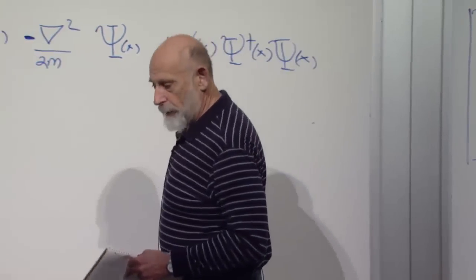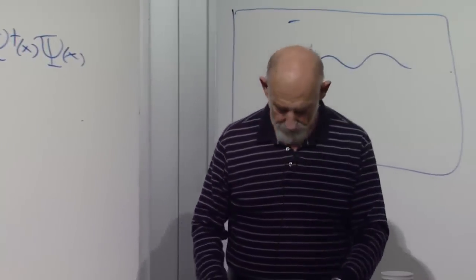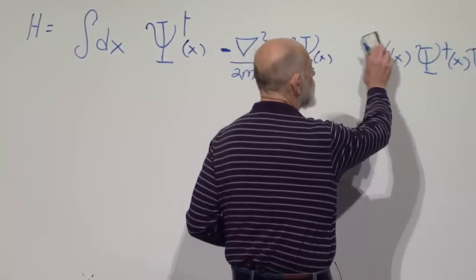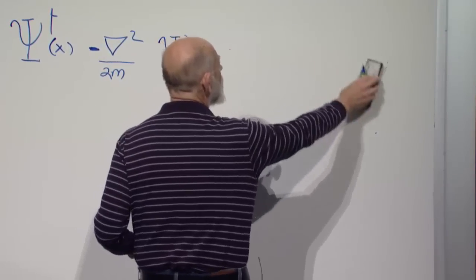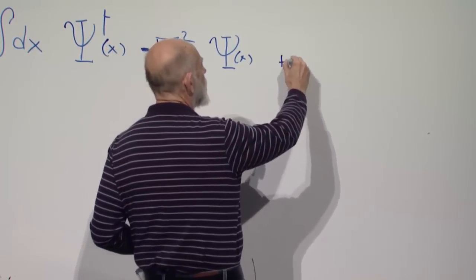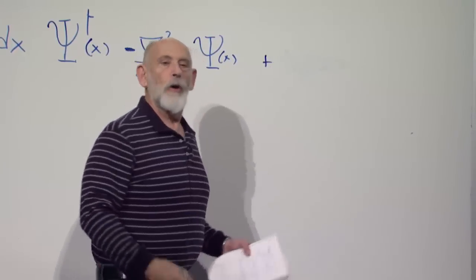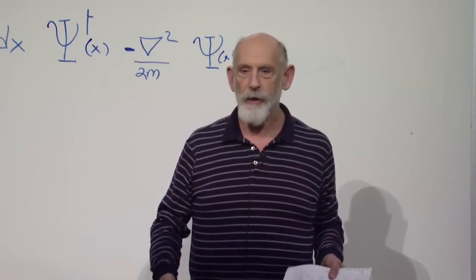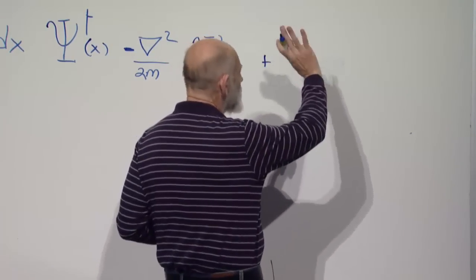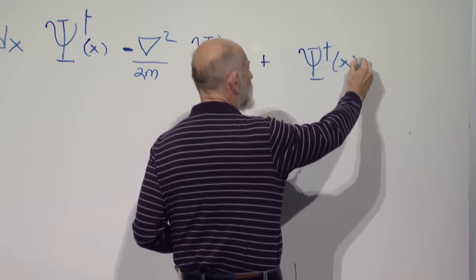Okay, I'm going to leave out the, let's forget this term for a moment. No, I'll tell you what, I'm going to put it back, but I'm going to put it back v of x, and I'm going to take v of x to be a constant. Now, we all know that a constant term, potential energy, doesn't exert any forces. So it really doesn't do anything, but let's put it anyway. A constant, it doesn't matter what we call it, times psi dagger of x, psi of x.